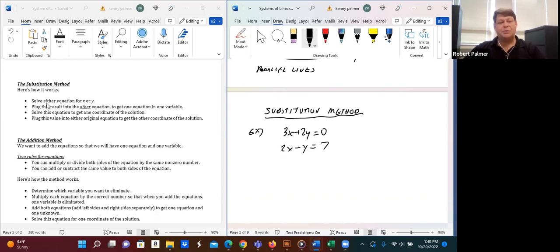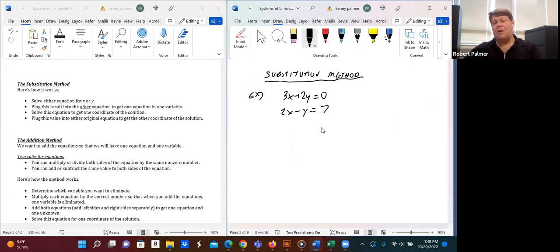Now, substitution method says we want to solve either equation for x or y, and that's a choice. You can solve, once again, either one for x or y. Now, try to make it easy on yourself. So it looks like the best choice here, looking at these, is to solve the second equation. I'm going to label these A and B. So the best choice looks like to solve equation B for y.